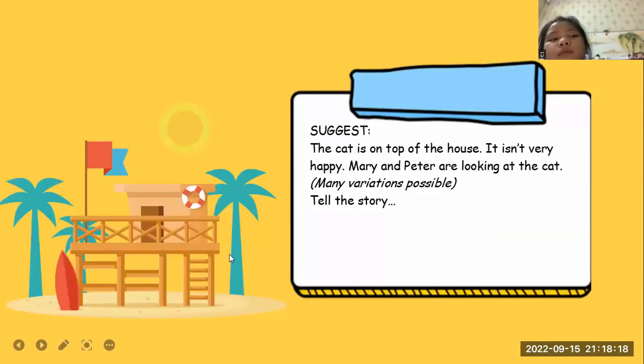Okay. So this is the story. The cat is on the top of the house. It isn't very happy. Mary and Peter are looking at the cat. Then Peter tried to save the cat because Peter is afraid that the cat will fall. So Peter climbed the tree and got the cat and put it on the floor. When Peter and Mary are talking, they were very surprised because the cat is at the roof again. Then they find out that the cat used the stairs in the balcony to climb to the roof. Yeah, so that's the story.